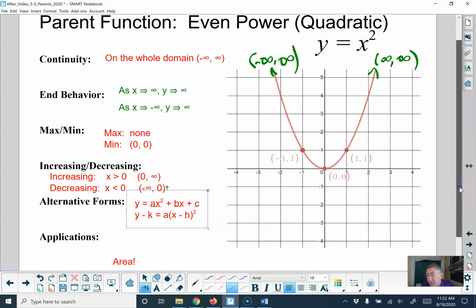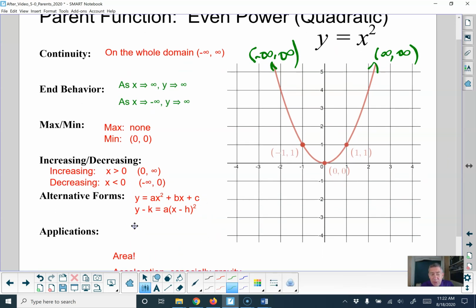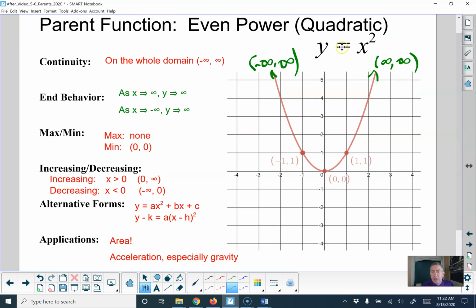Applications of quadratics abound, especially in the real world. The two main places are area and acceleration, and gravity is a special case of acceleration that you will run into a lot in physics class this year and other places. There you go. So that sums up your even power parent function. Quadratic equations are one example of even powers, and that should take care of page 4 of your big blue book.